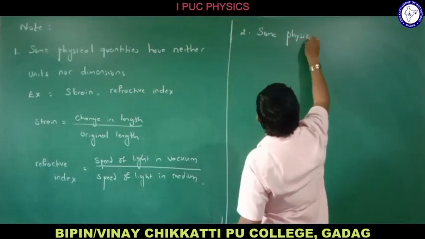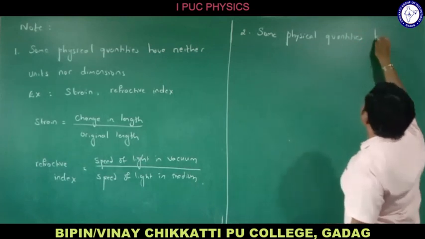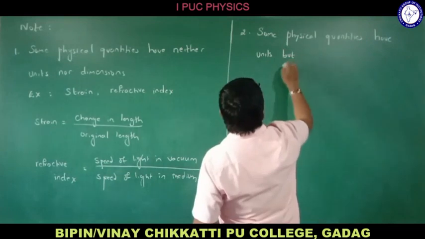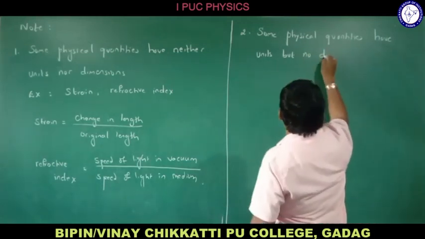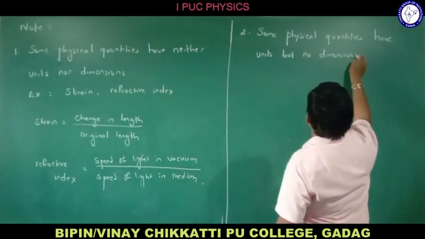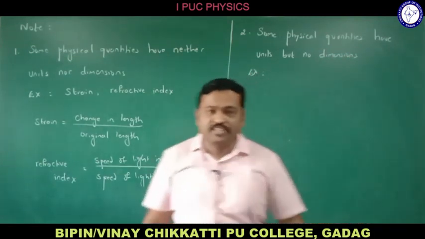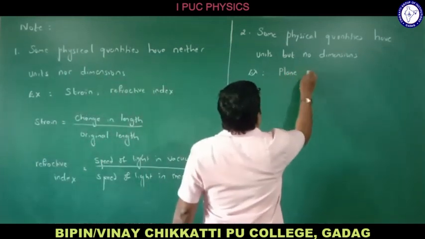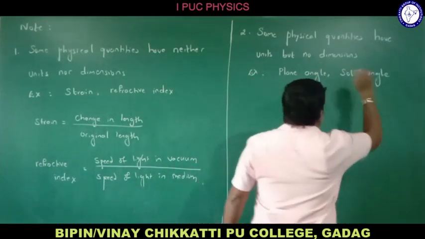Some physical quantities have units. There are some physical quantities in nature which have units but no dimensions. Let me take such examples of physical quantities which have units but no dimensions. An example is plane angle, and another example is solid angle, right?